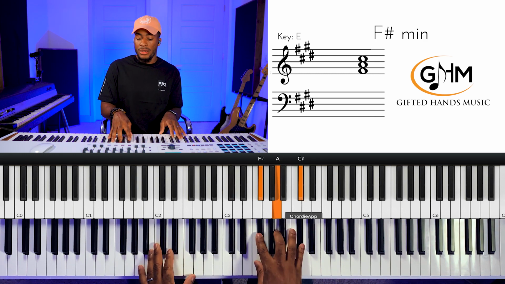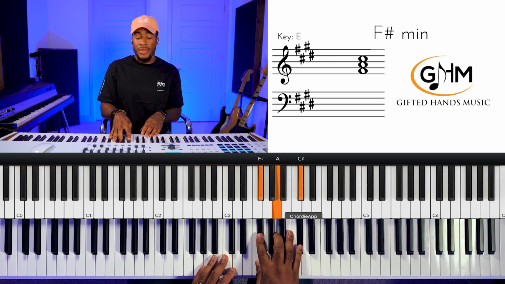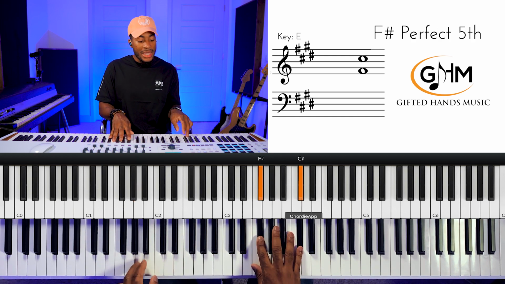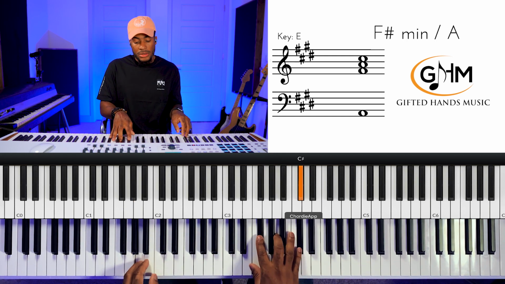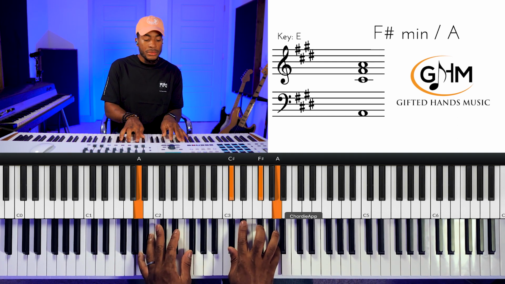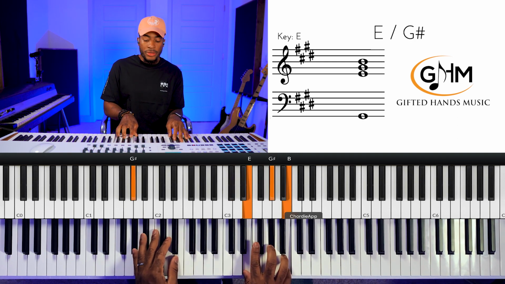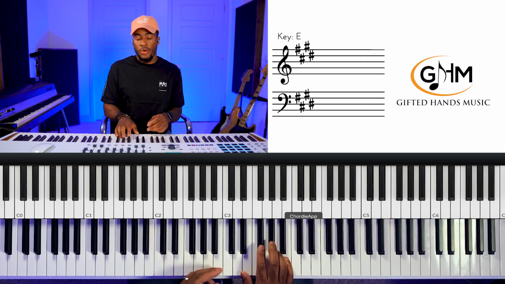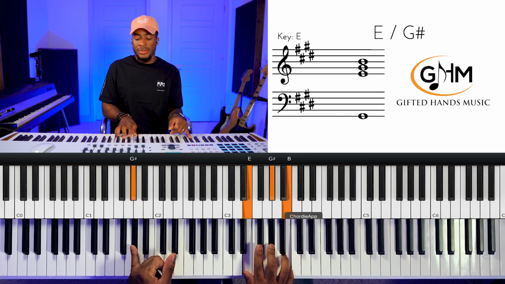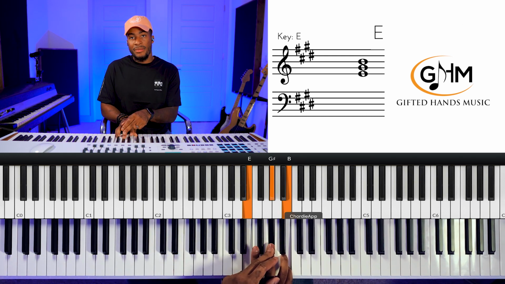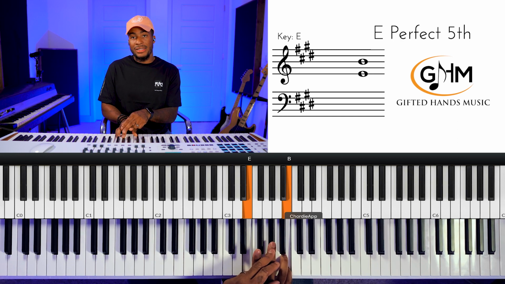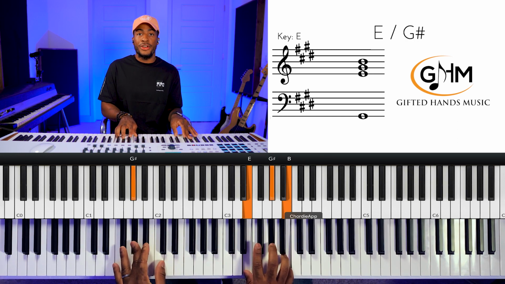Why? Once again, look at our 2 chord. Our 2 chord is F sharp. So F sharp has an A in it, which is the 4. So those work together to 1 over 3. And once again, same rule. We can play the 3 in the bass because our E major chord, or our 1 chord, has that G sharp in it, the third.